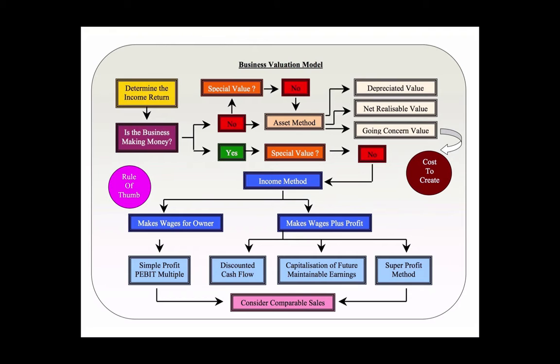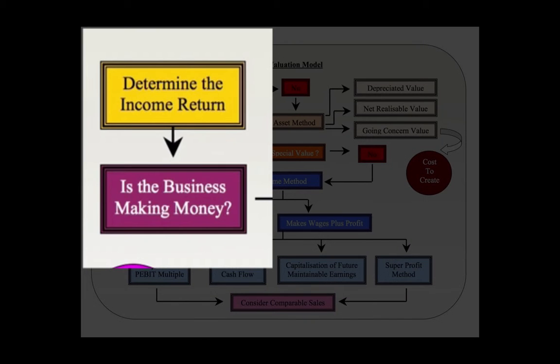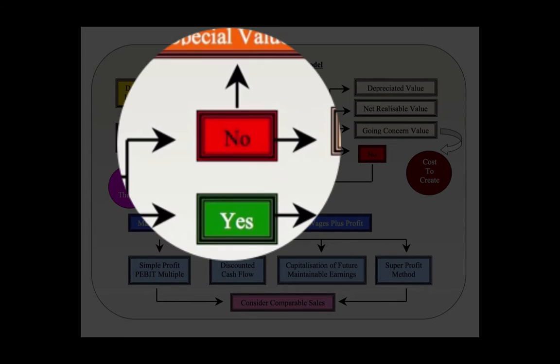So the threshold question at the top of our diagram is: is the business making the money? And what is that amount of money that is made? If we come across on the no, that's not fatal to the cause. The next question is, does the business have special value?